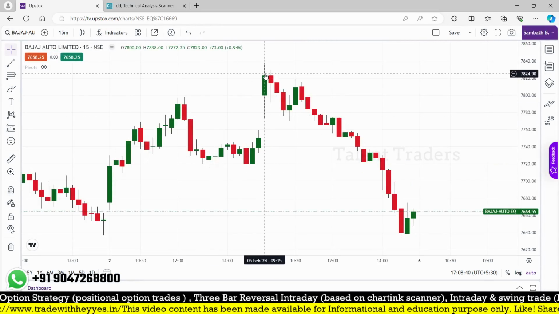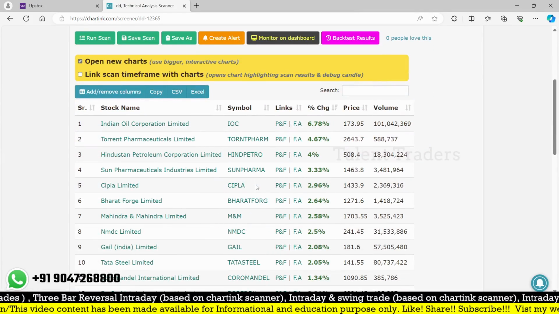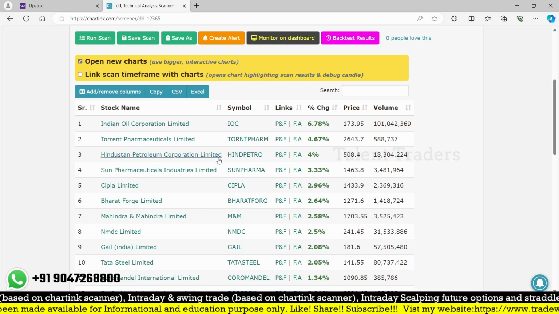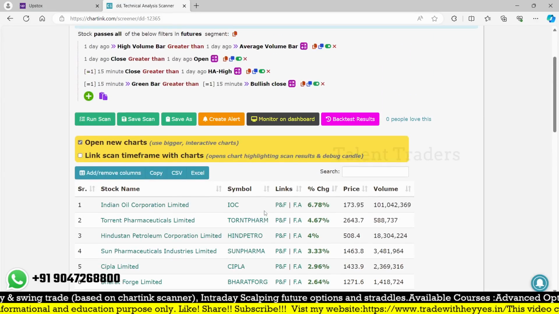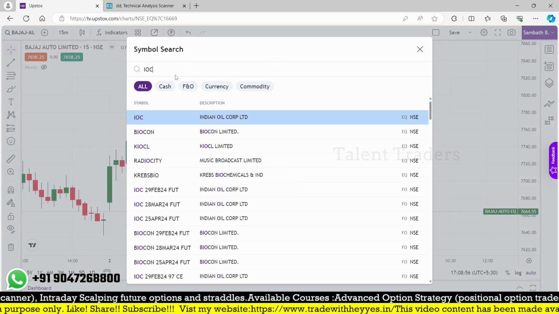Whether it is giving you the breakout or not, if you are looking at the top listed, maybe it is a closing, and if you are looking at the past 15 minutes, you will easily find the stock which is at the top. Why? Because if the stock is negative, it would not be there in the list. Okay, IOC and Torrent Pharma are the stocks which I have seen.